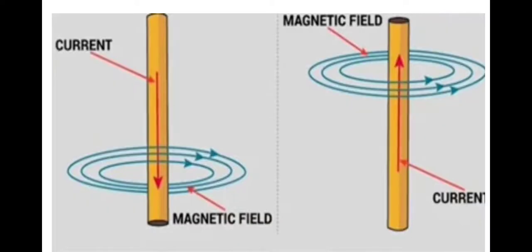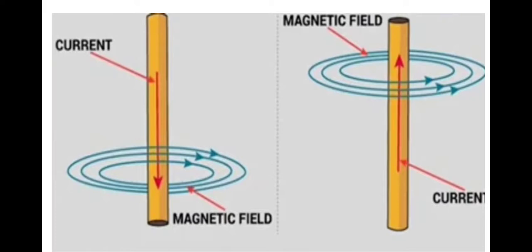Next one is about magnetic effect of electric current. When the current is passed through the electric wire or a conductor, it produces magnetic field around it, and that is called magnetic effect of electric current.